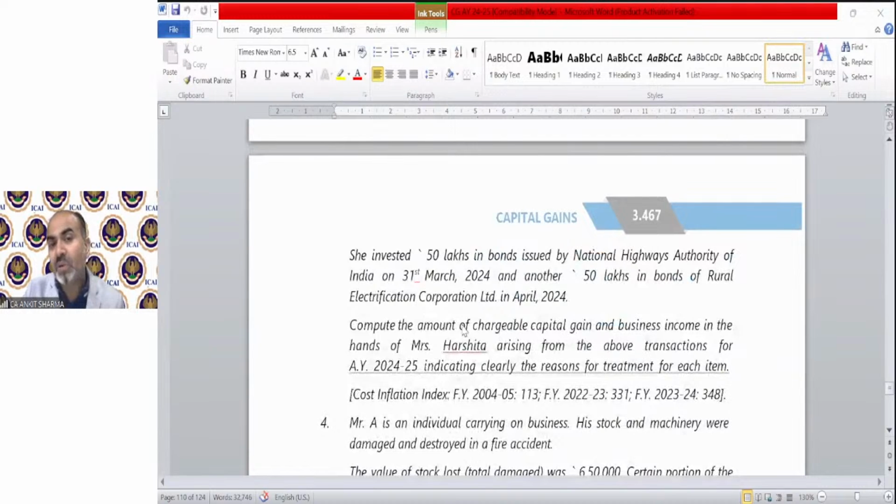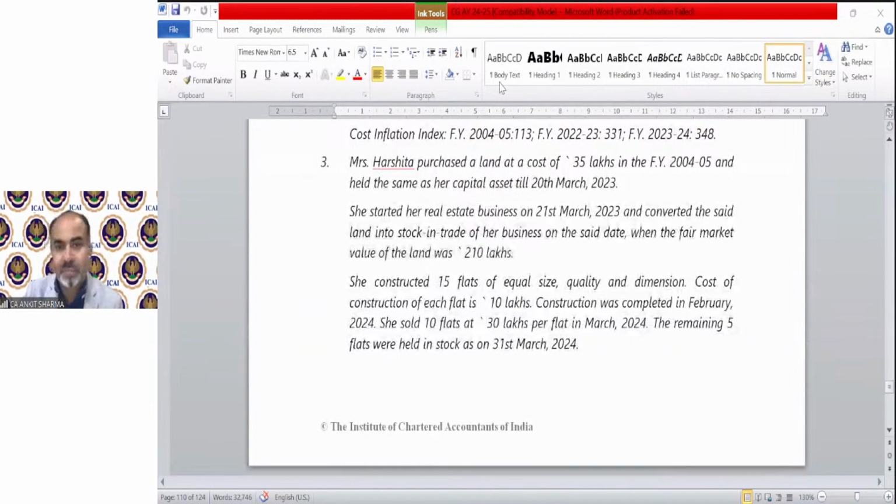Now there is investment also. She invested 50 lakh in bonds issued by National Highway Authority of India on 31st March 24. So 54 EC, and 50 lakh in the bonds of Rural Electrification Corporation Limited in April 2024. Again 54 EC. Total investment is 1 crore, but we can give the benefit of only 50 lakh under section 54 EC. So now you need to calculate the business income and the capital income of Harshita.